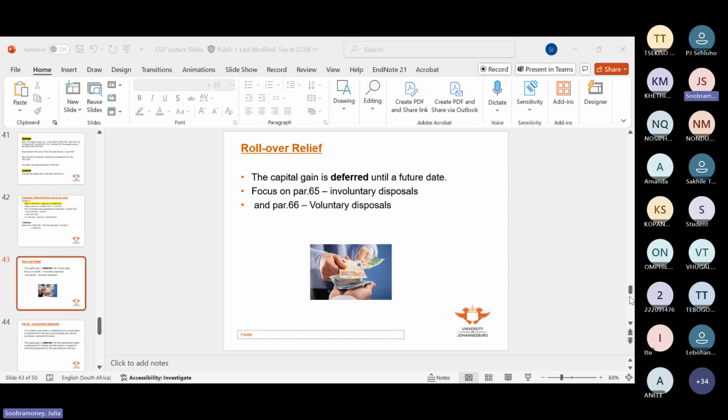Okay, so that was the general thing that we did when we did capital allowances and recoupments. That was also in your test too. So that was the general rule there. So those two requirements have to be met.